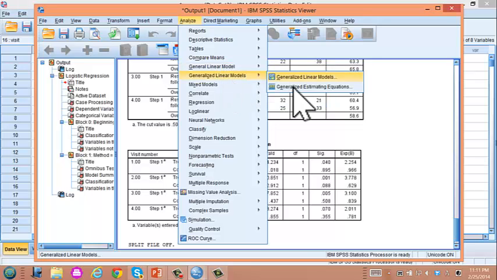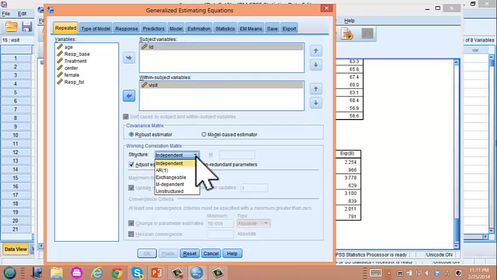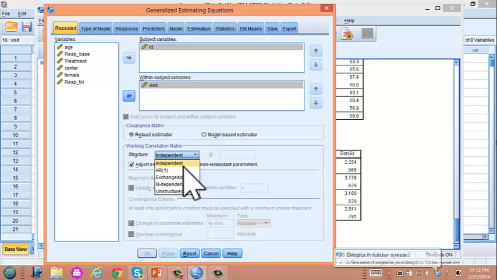So we go to GEE now, and put the ID under subject and visit under within-subject variables. And in fact in GEE, when you have no missing data and every single patient has the same number of observations, in this case if everybody has measurements on all 4 visits, then the choice of correlation structure doesn't really matter.